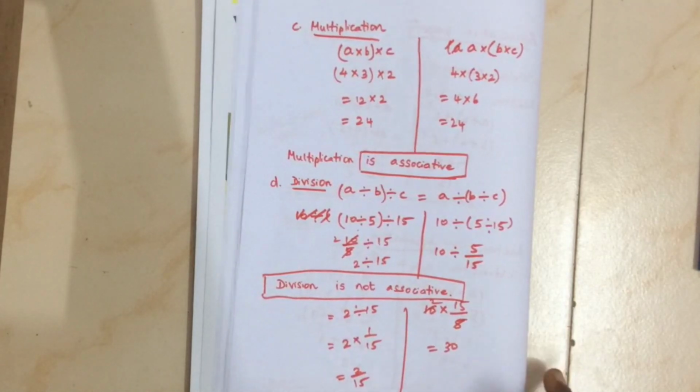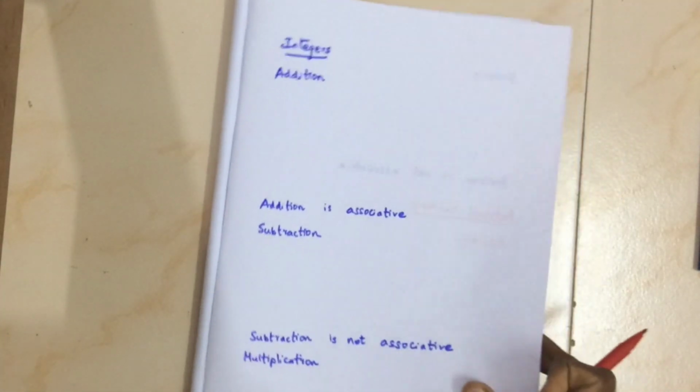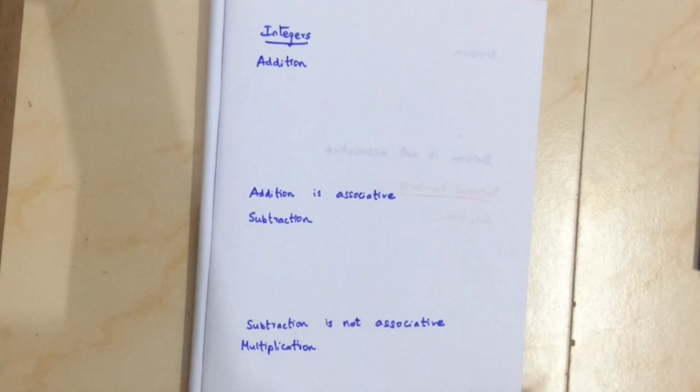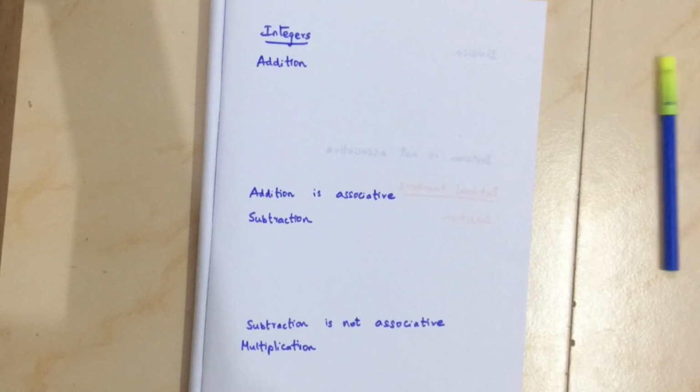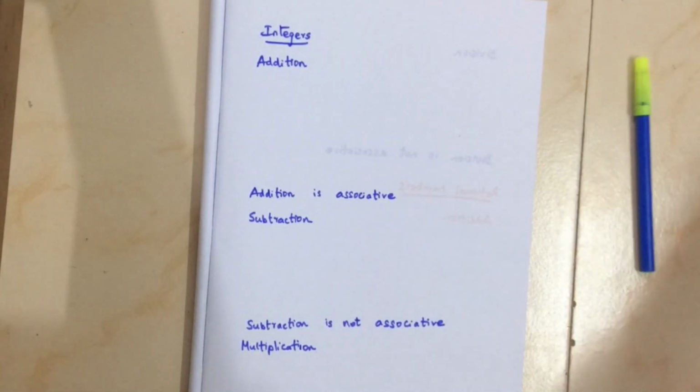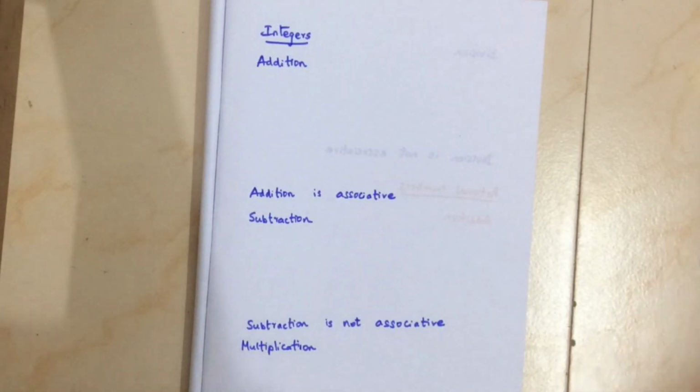So next, we are going to do the same thing for integers. For whole numbers till now we used only positive numbers, and we can use 0 also. For integers we can try with negative numbers, 0 and positive numbers, and we are going to check whether the associative property gets satisfied or not. So first is addition. Take any three numbers.